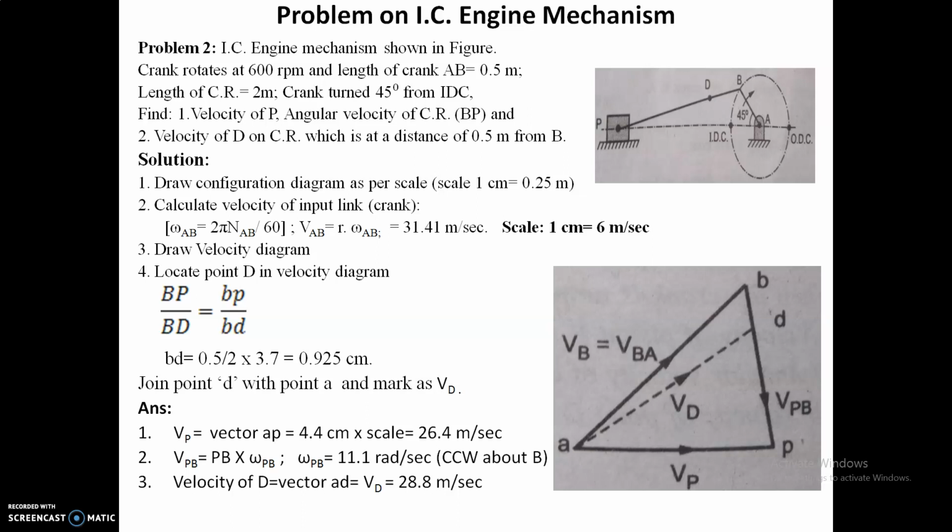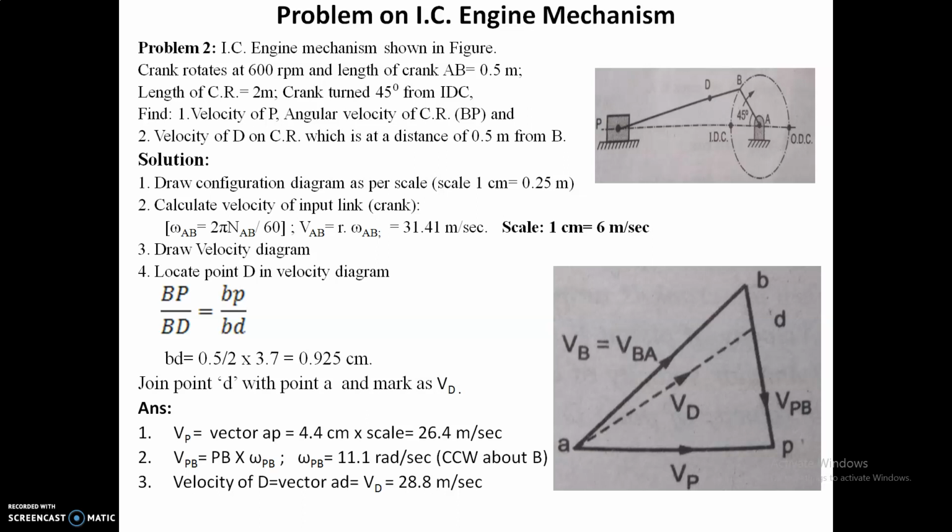You keep this value of omega in the equation of velocity, and you will get the velocity of AB, that is the velocity of the crank, equal to 31.41 meter per second. Based on that velocity, you can take the scale for the velocity polygon, and here I have taken the scale 1 centimeter is equal to 6 meter per second. After deciding the scale for the velocity polygon, let us see how to make the velocity polygon.